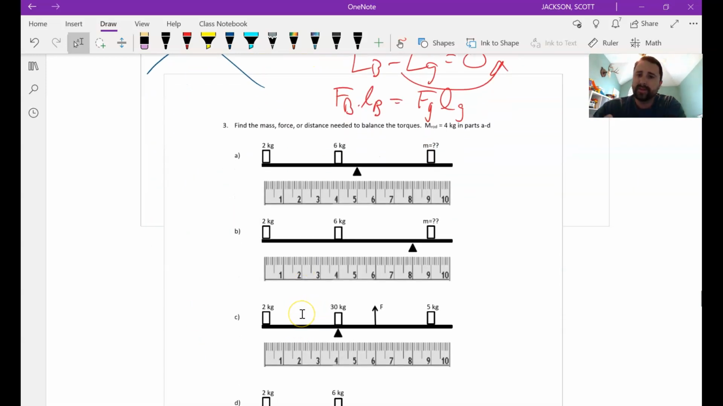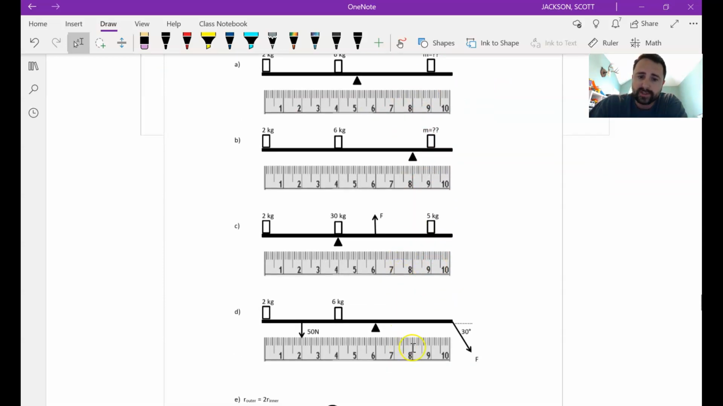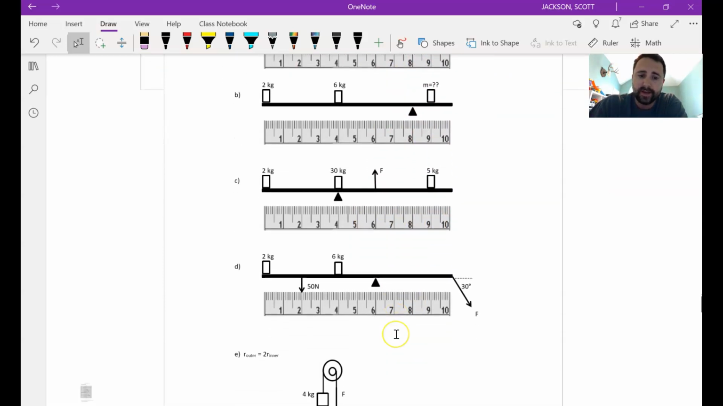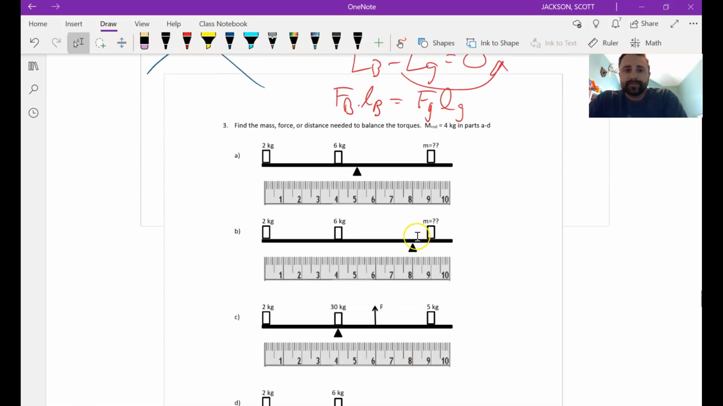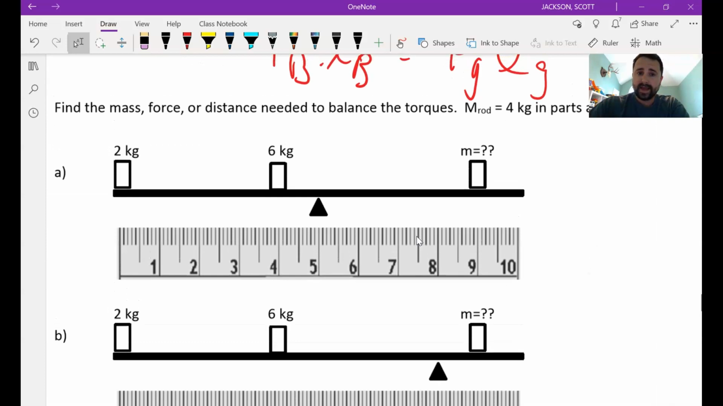Alright, I'll end this video by getting you guys started on this problem, and then I'll put the keys, but you have to have your solid work is what you're going to turn in for your assignment right here. So let's take a look here. I need to find the mass, force, or distance needed to balance this. It tells me the mass of the rod is 4 kilograms.